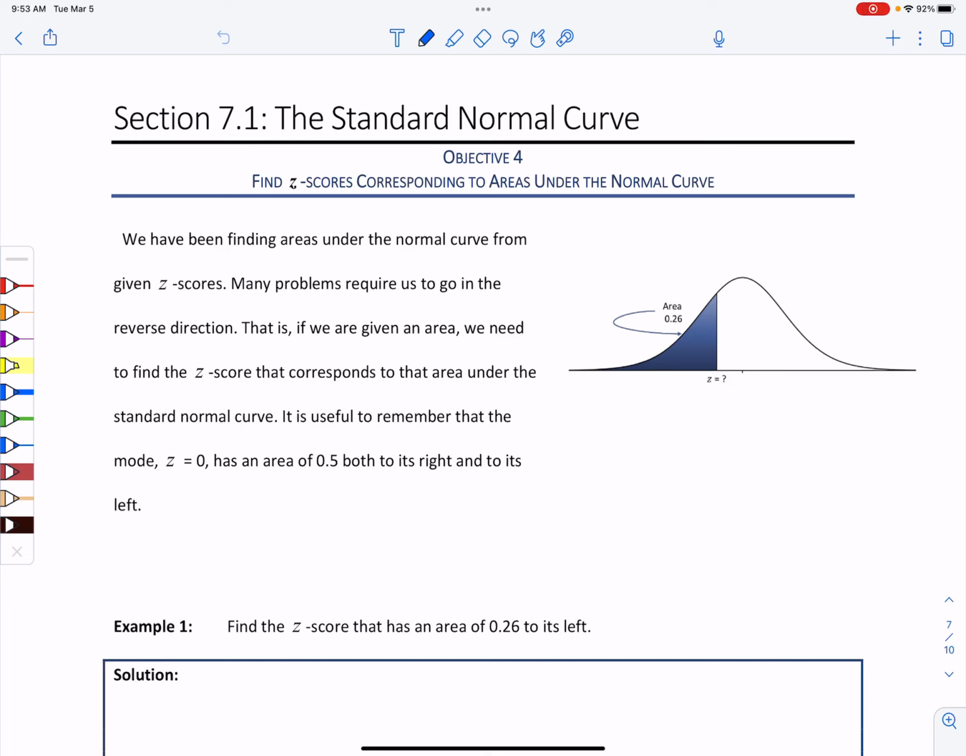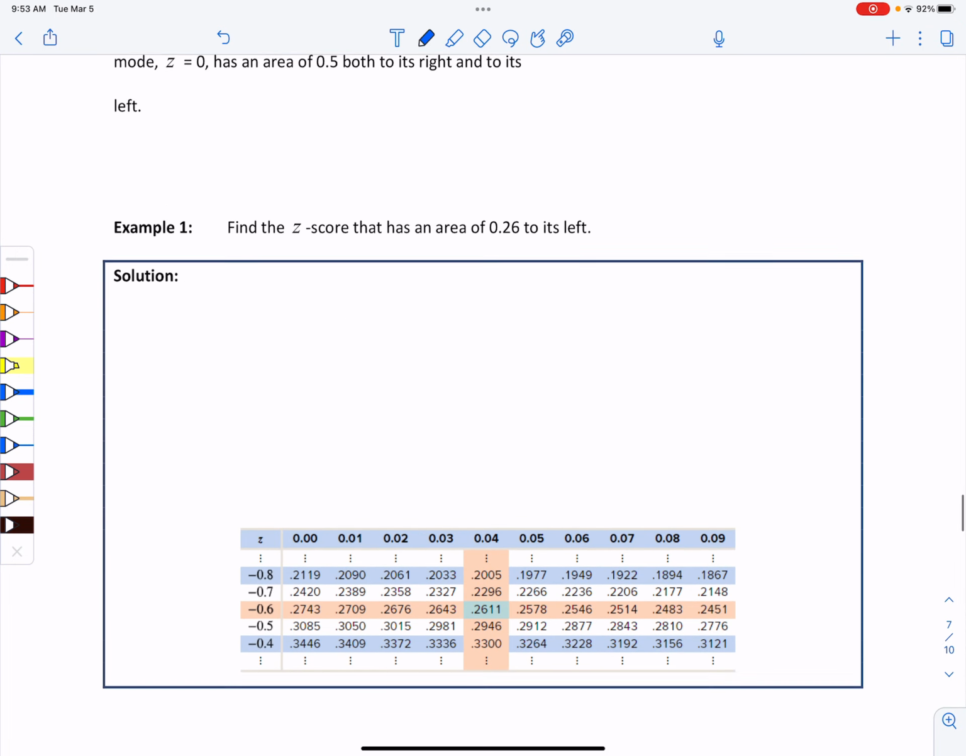So now that you've learned how to find the area for a given z-score, we're going to flip this around and we're going to talk about how to find a z-score when the area is the value that's actually given. Thus far we've been given the z-score, we found the area. Now what we're going to look at are situations where we are given the area.